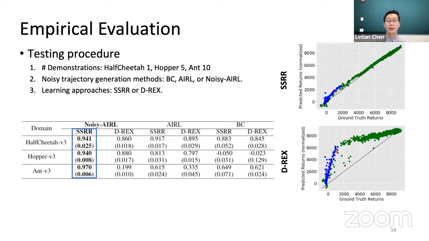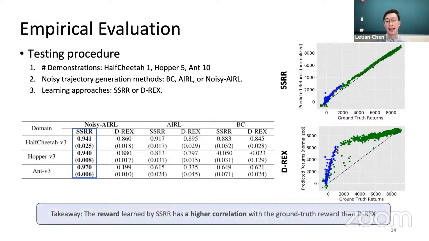We further show the correlation plot of SSRR and DREX performance on half cheetah. The red dot represents the original demonstration. The blue dots represent the datasets in the noisy dataset, which is the training data for SSRR and DREX. The green dots are unseen test data. We could observe that SSRR preserves the reward structure far beyond the demonstration point, while DREX twists the reward structure.